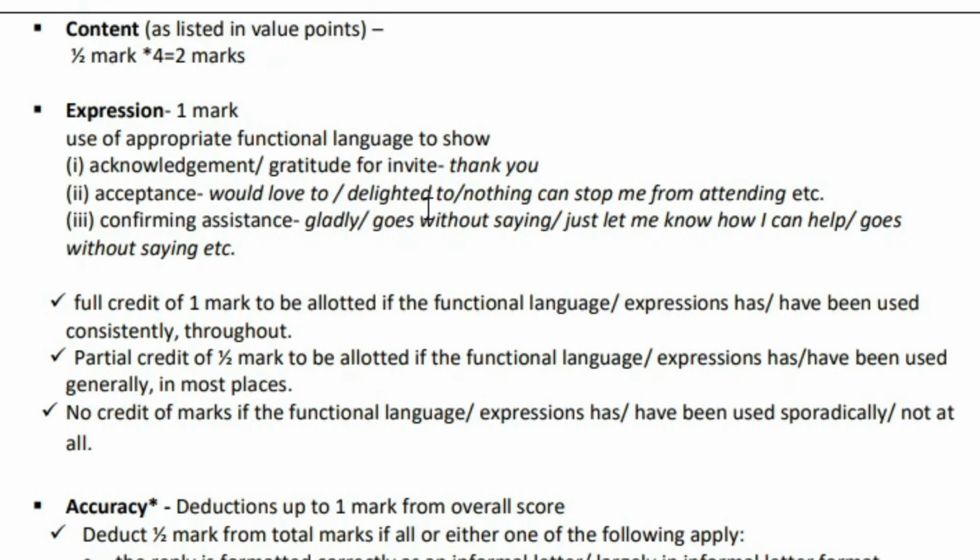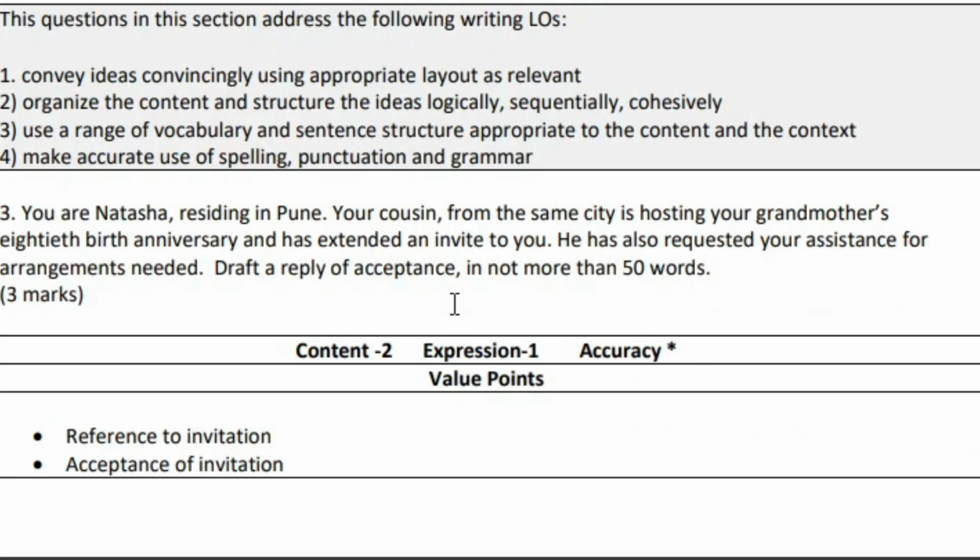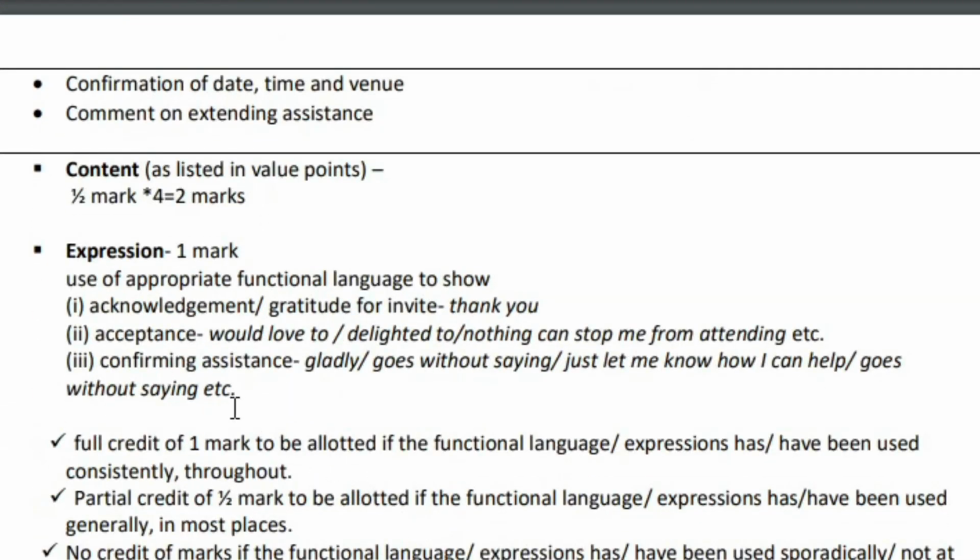That means whenever you write a reply to an invitation, so this question is, he has also requested your assistance for arrangements needed. Draft a reply of acceptance. So you have to write the reply to the invitation. So all these things must be included in your reply when you are writing it. Then only you will get marks. Confirming assistance gladly. So these are the phrases or sentences or words given by CBSE. So when you are writing answers, you must use these kinds of words. Then only you will get full marks.